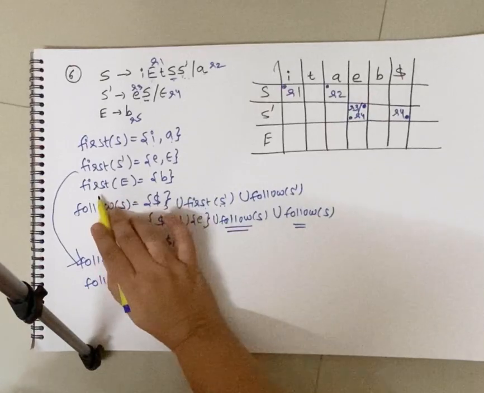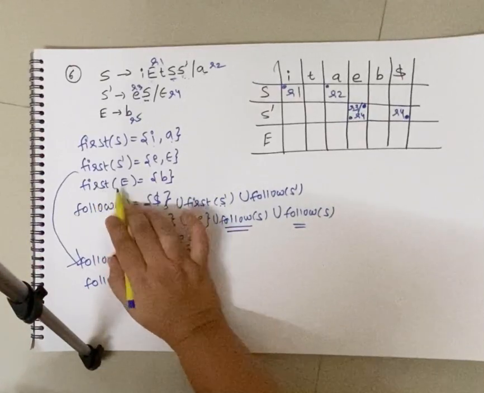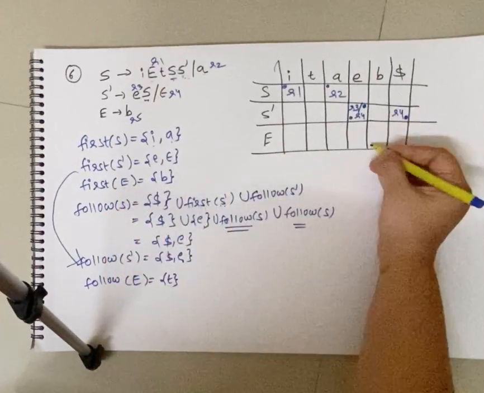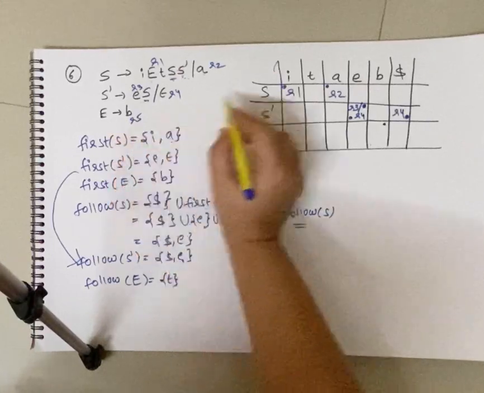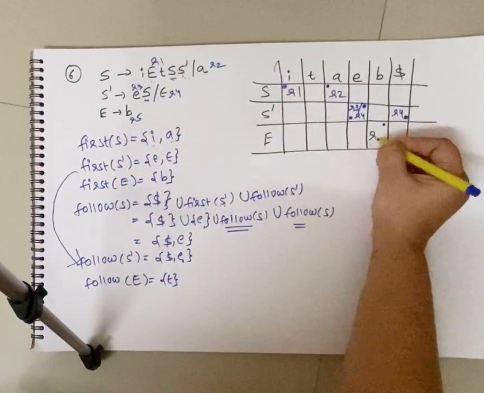Now coming back to capital E, the row labeled by capital E. To make an entry in that, you have to observe what is first of capital E. It is small b, so the only column I am going to select is small b. There is a single rule R5 which starts with small b, so R5 is going to be written over here.